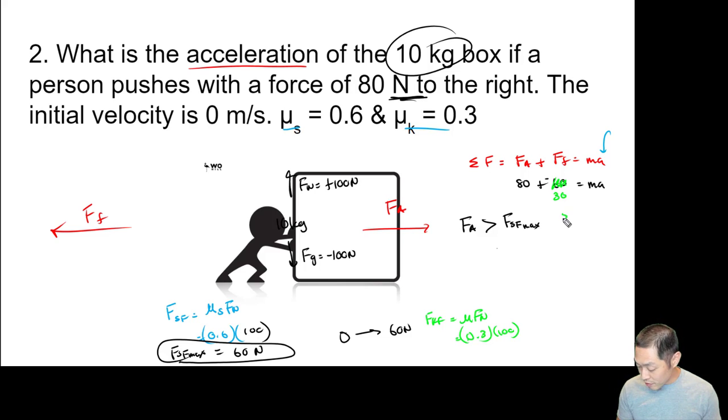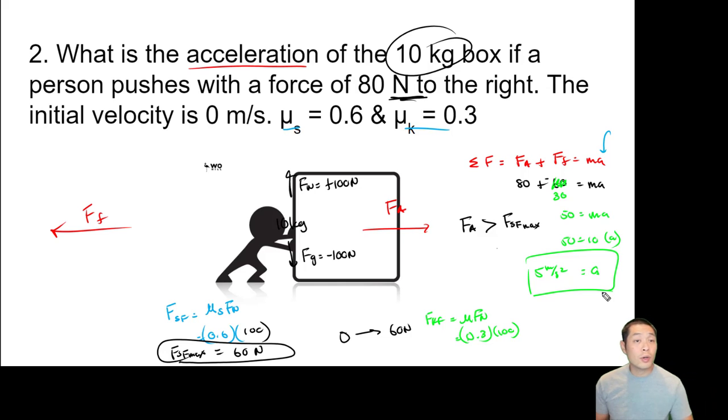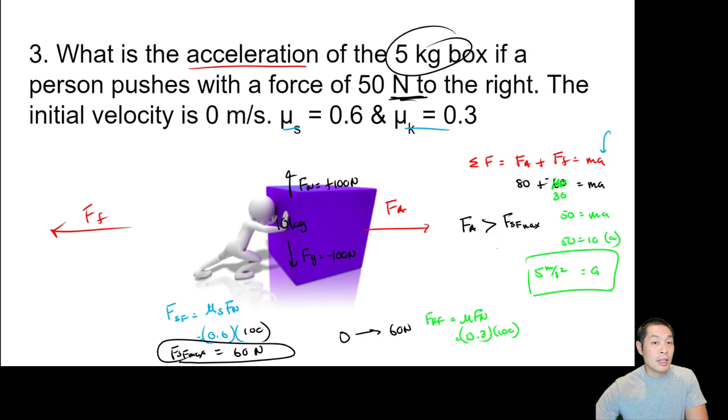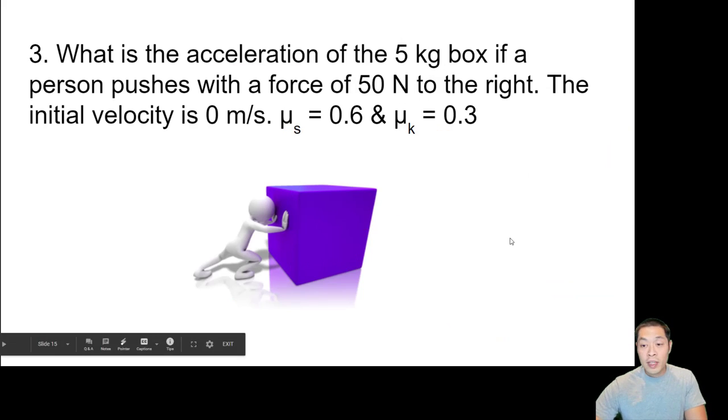So then you have 50 equals ma. The mass is 10, so 50 equals 10 times a. So a is equal to 5 meters per second squared. That's how you do it. I'd like you to practice this, and then we'll work on it in the class together. Hopefully that makes sense.